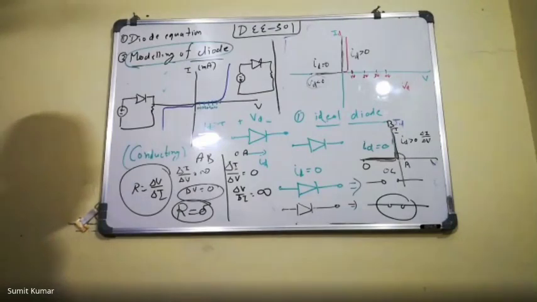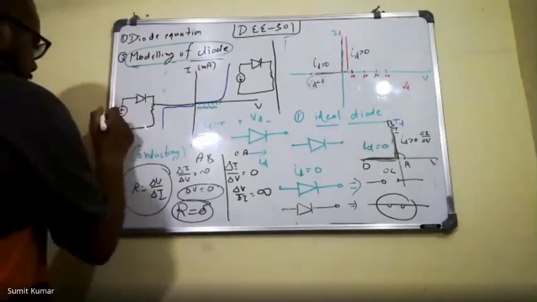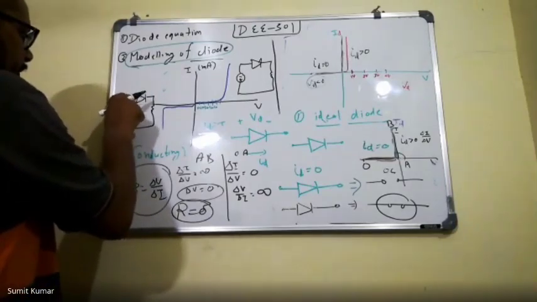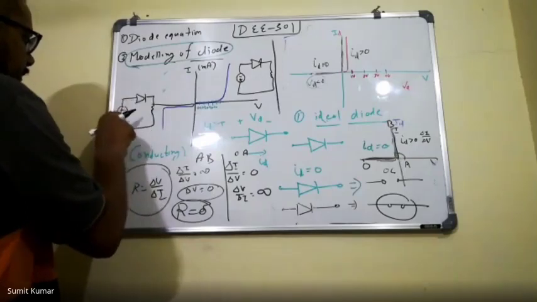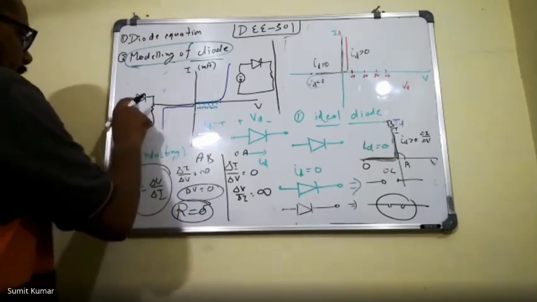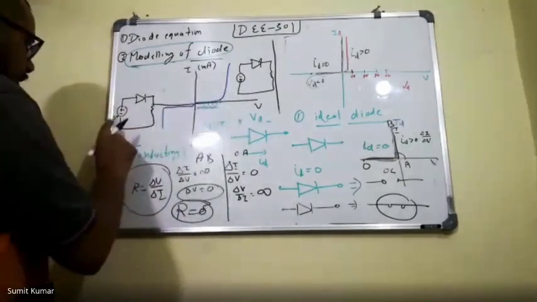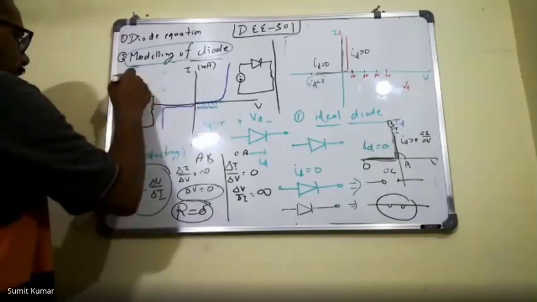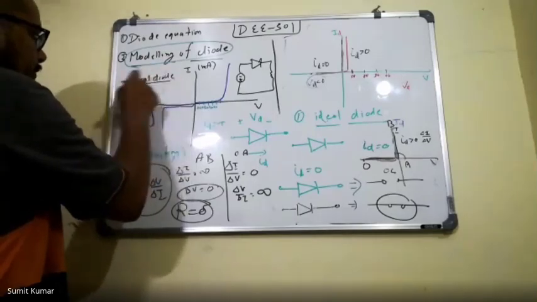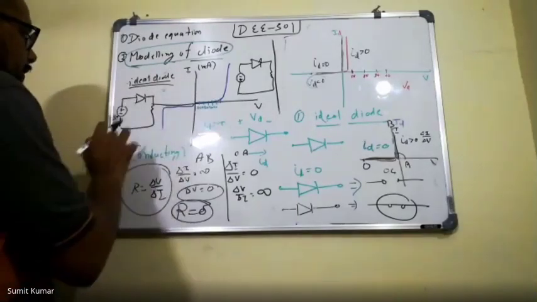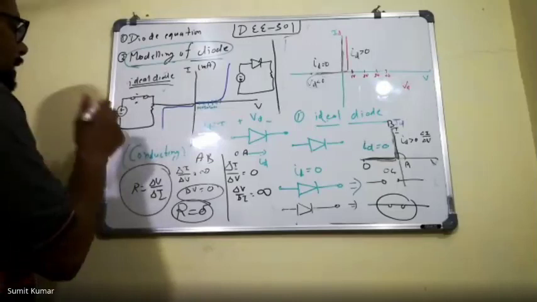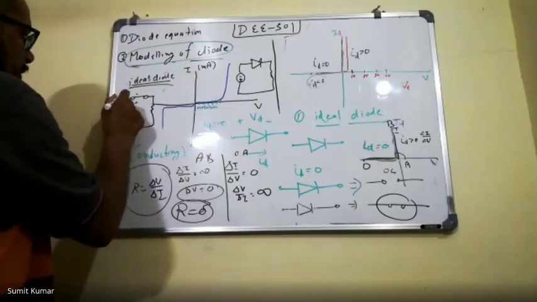So how will this ideal diode modeling be used? Here you can see, if this is a 5 volt source, then definitely this 5 volt is positive. We have connected the positive of the battery with this, and the negative is connected to the P side. Now we can use this modeling here. If I am using this diode as an ideal diode, then what will happen? We will replace this diode with a short circuit.